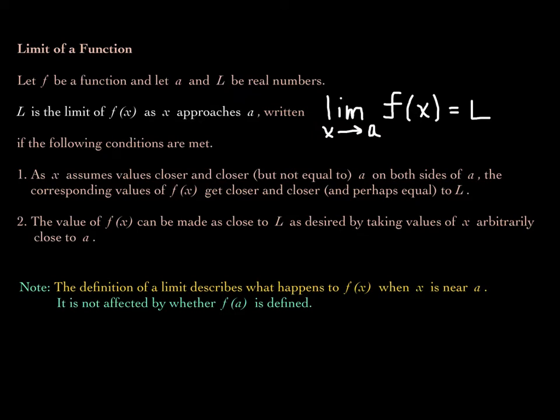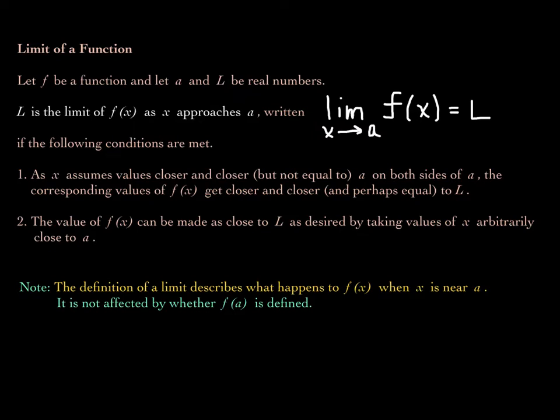Remember in the previous examples, we let x be 1.9 and then 1.99 and then 1.999. X values were getting closer and closer to 2 from the left. And then also x values approach 2 from the right. We said let x be 2.1 or 2.01 and then 2.001. And so we were closing in on x equal to 2 on both sides. That's what this is saying, on both sides of a.